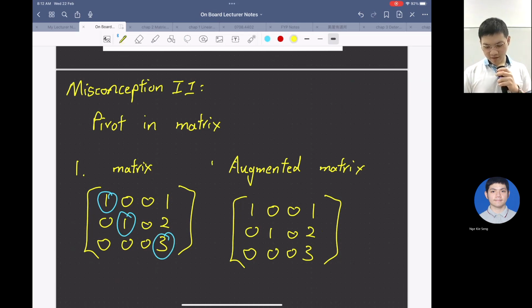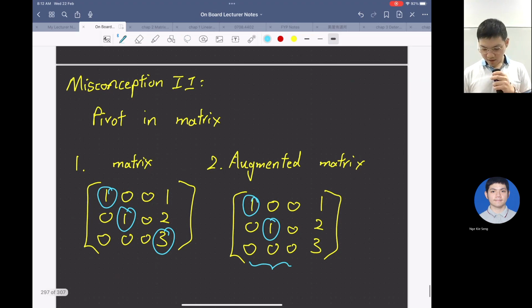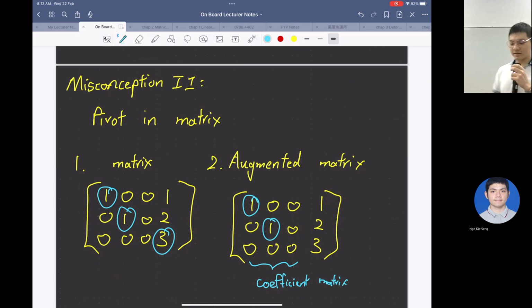But second, this is an augmented matrix. How many pivots? 2. Okay, so why one? Why does this 3 not count as a pivot? Because in an augmented matrix, what we care about is the coefficient matrix. If you don't know what we are solving, you will tend to pick the 3 as a pivot. If you know what we are solving, actually we are solving the matrix part. This is the b vector that we always talk about, the constant part.